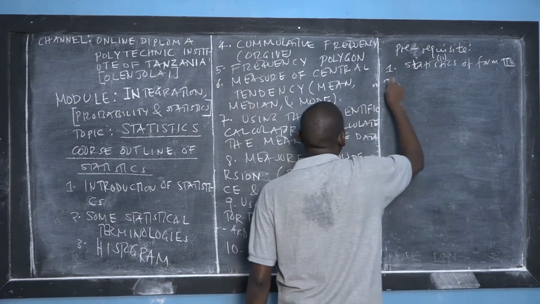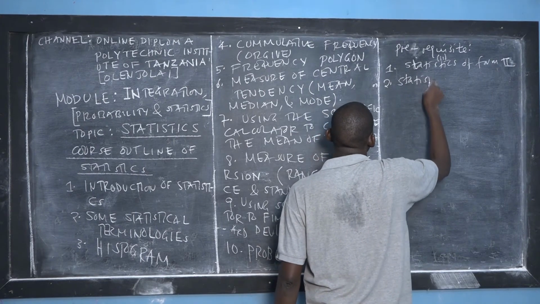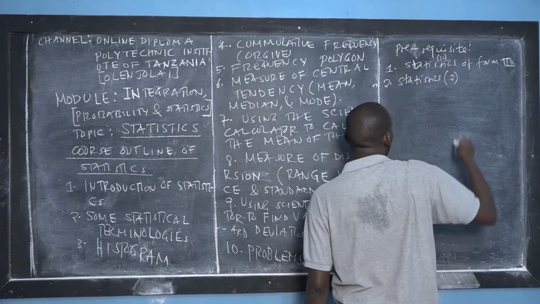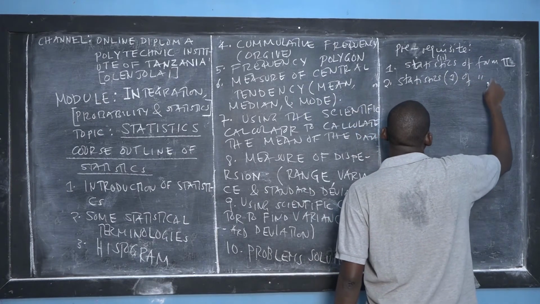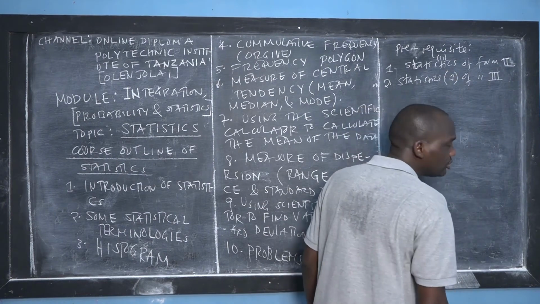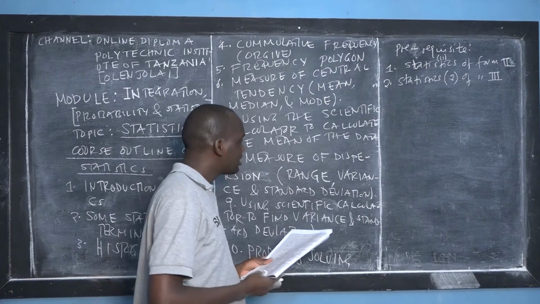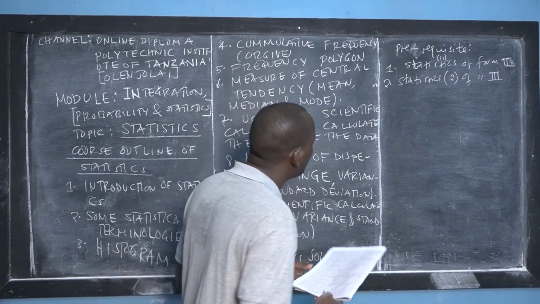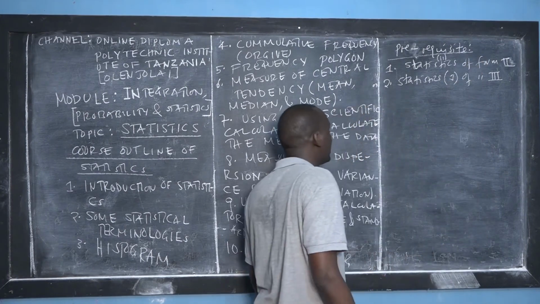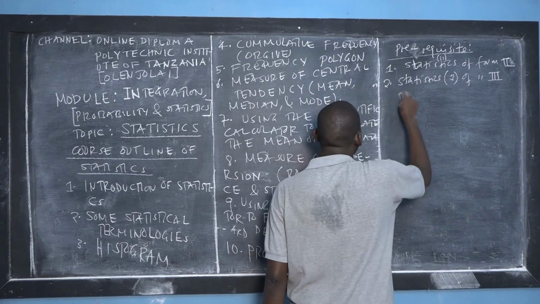And the second prerequisite is statistics, the third topic of form 3. If you forget, I'll remind you. I try my level best to remind you. In this class, there's no need even of prerequisite because I'll be reminding you of many concepts as well as I can. Then what is post-requisite?